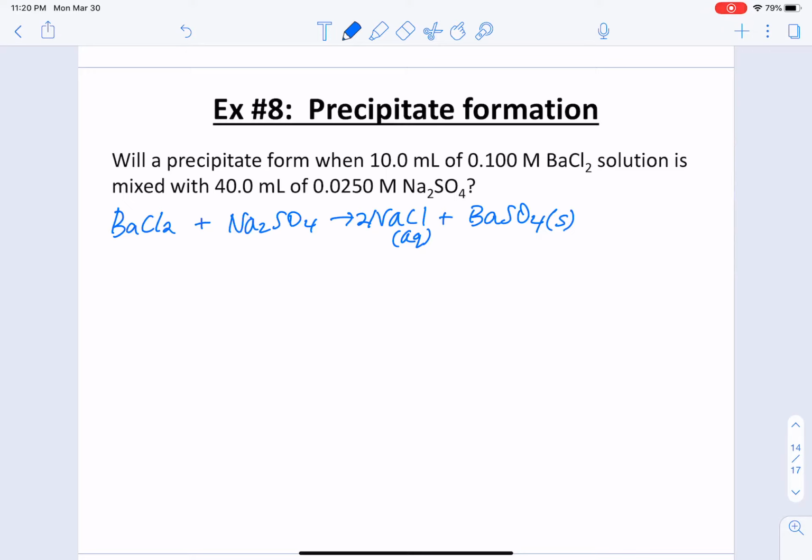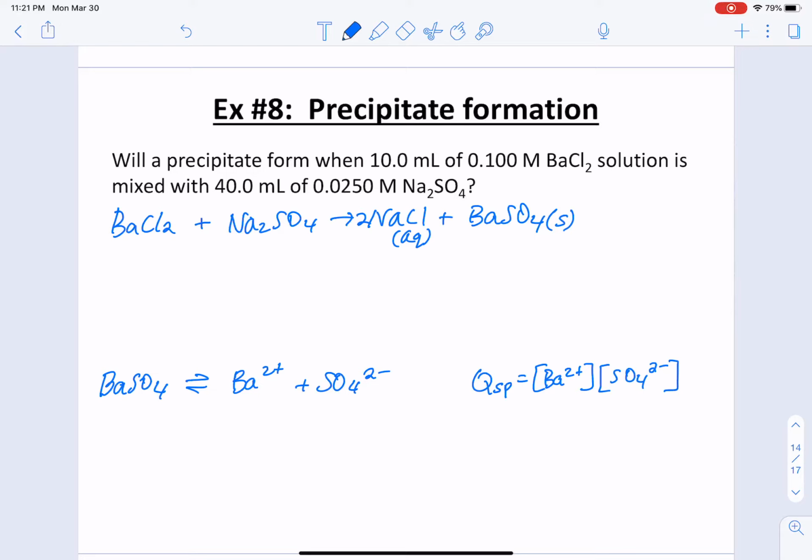What we need to do is calculate for barium sulfate. We need to know what the concentration of barium ions is and what the concentration of sulfate ions is, because we're going to plug that into a QSP expression. We have barium ion concentration times the sulfate ion concentration. We are going to compare that to the KSP of barium sulfate.